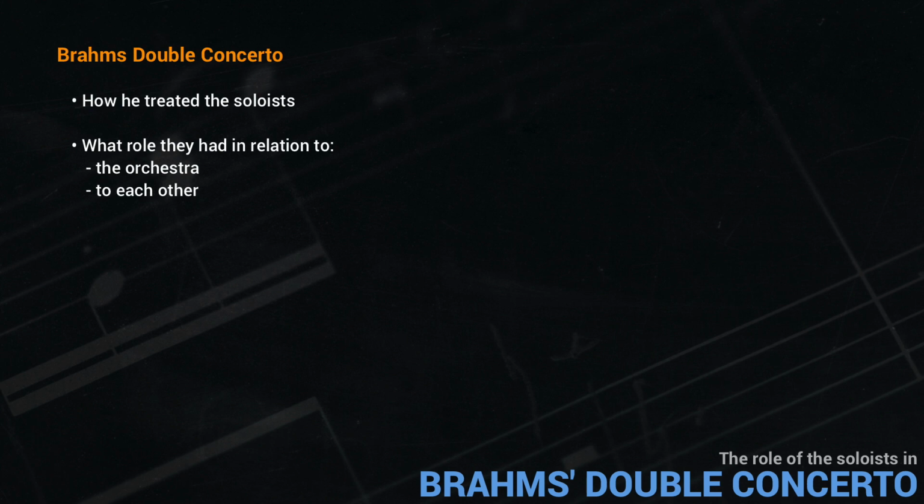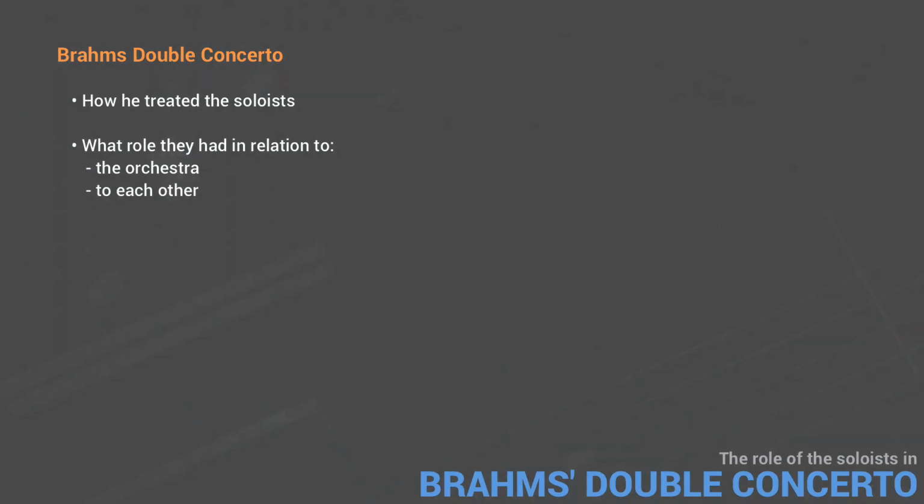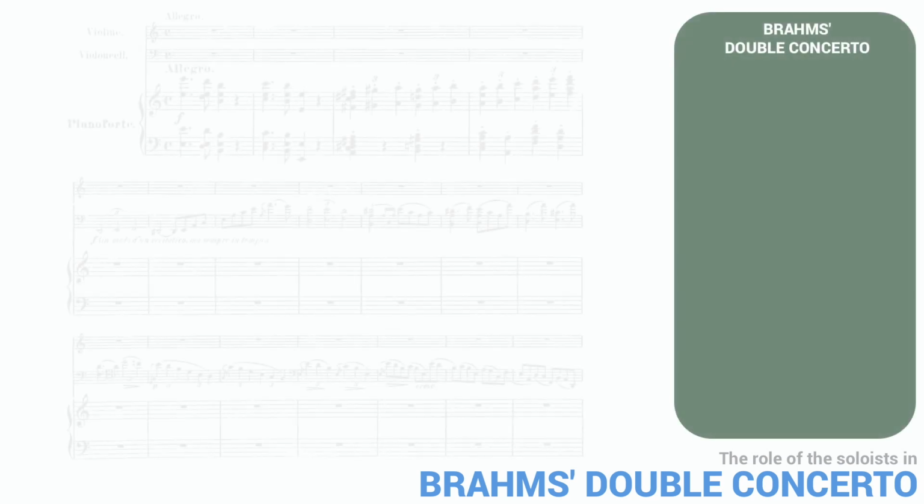In our last lesson, we looked at some of the ways a soloist can interact with the orchestra in a concerto for one soloist, Beethoven's Fourth. A double concerto, of course, does many of the same things, but there's also the issue of how the soloists relate to each other. That is the main subject of this lesson. Let's look at the Brahms.